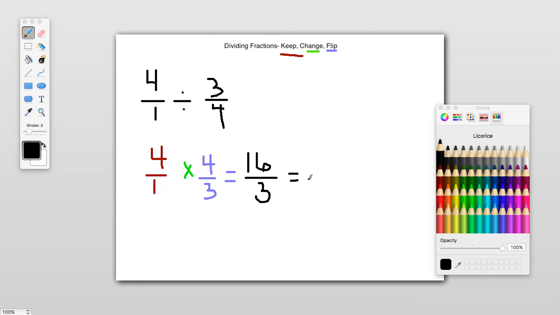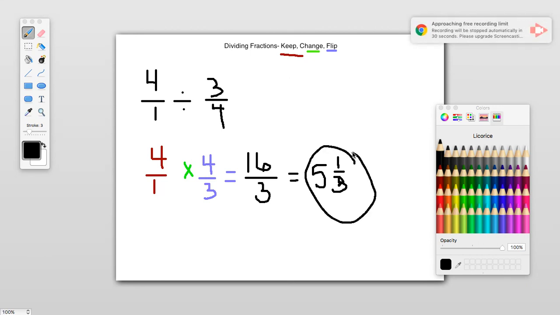If we simplify that, 3 goes into 16 5 times, and there's 1 left over. So 5 1/3 is our answer. And that is all for dividing fractions and multiplying fractions.